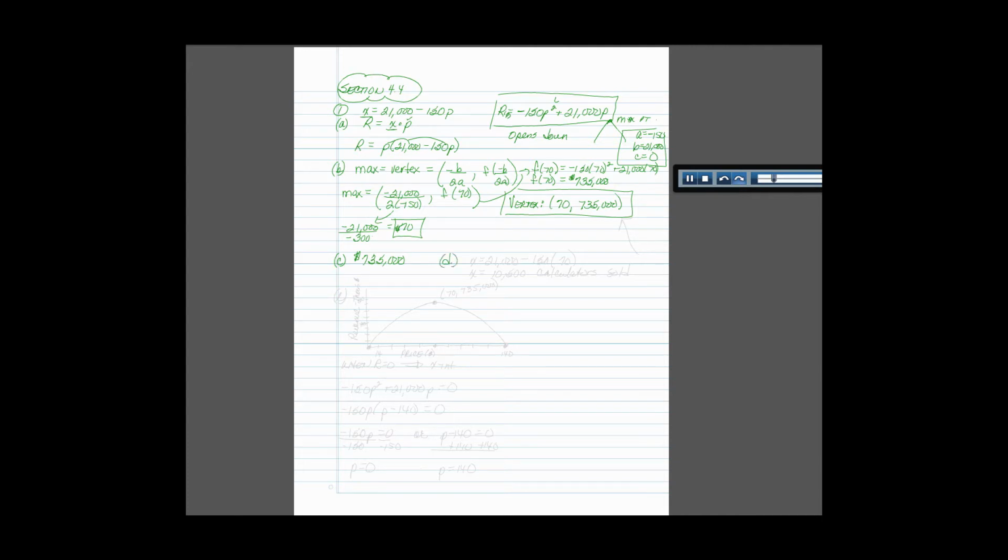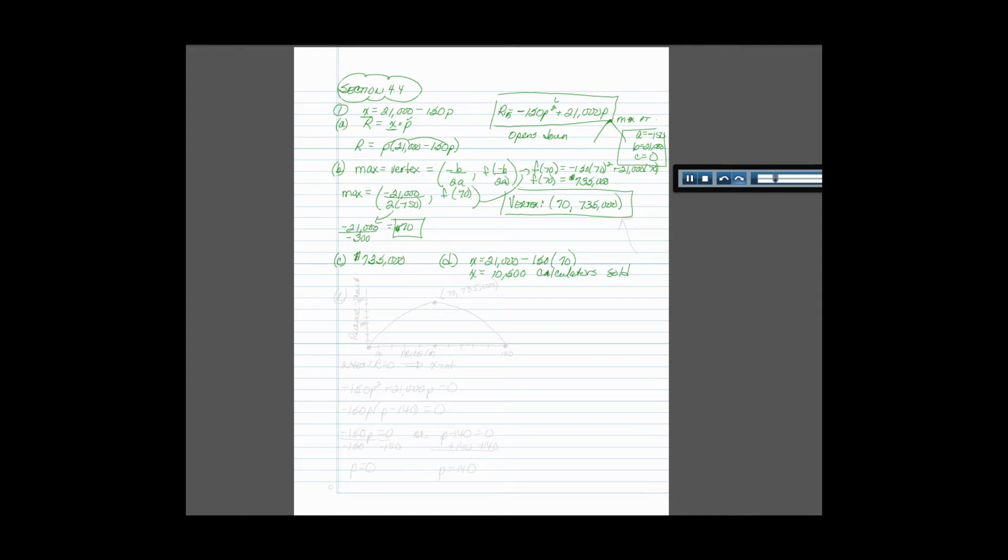All right, D, it says, how many units are sold at this price? Well, let's think about this. At the very beginning of the problem, it said X, the number of units sold, is equal to 21,000 minus 150p. So we're going to say X is equal to 21,000 minus 150 times... what was the price that maximizes our revenue? The price per calculator that maximizes the revenue is $70. So again, when you put that into the calculator, you're going to get 10,500 calculators sold at the maximum revenue.